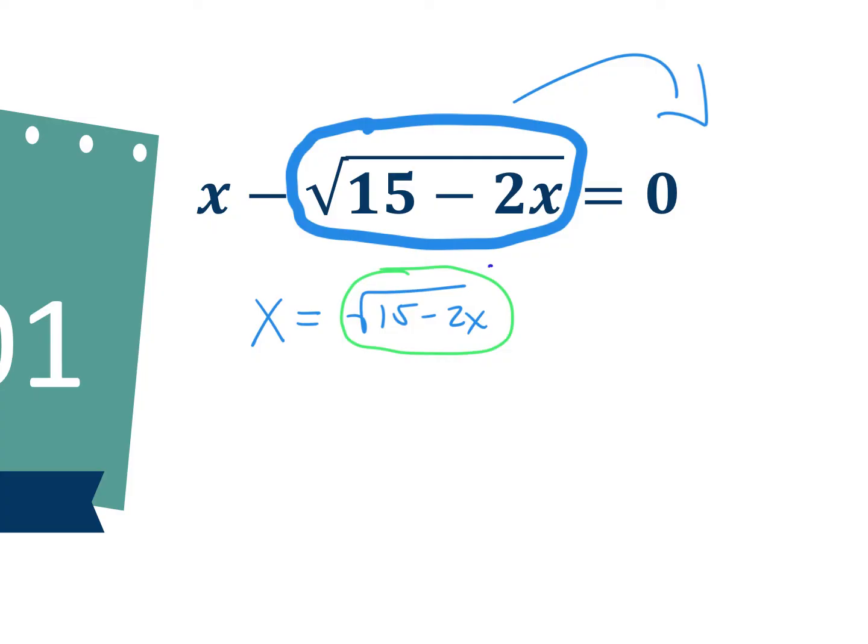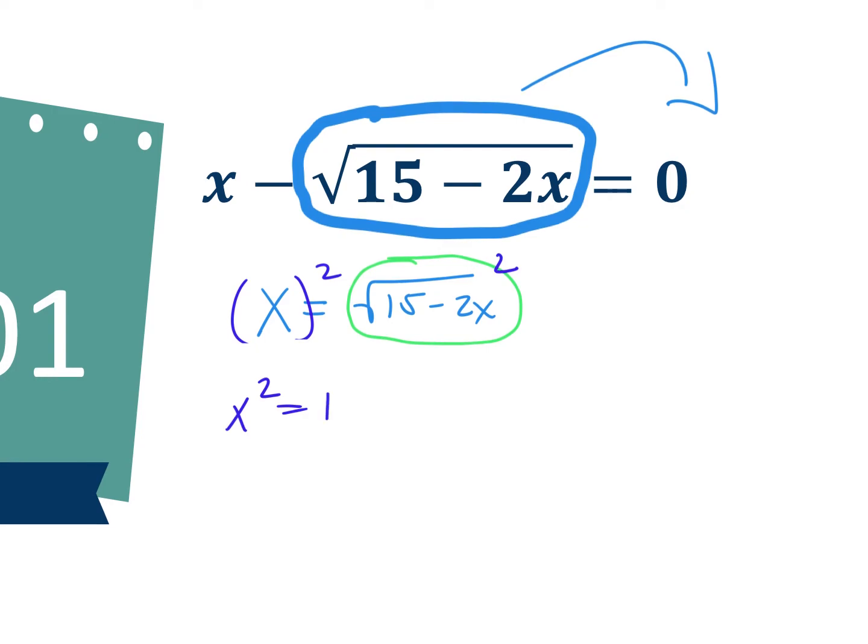You square both sides. So I'm going to square here, and I'm going to square here. So this becomes x squared equals, what happens when you square a square root? It cancels. So 15 minus 2x. Everybody with me? All right, so now I have a quadratic. So x squared, I'm going to move the 2x and the 15 over. So plus 2x minus 15 equals 0.